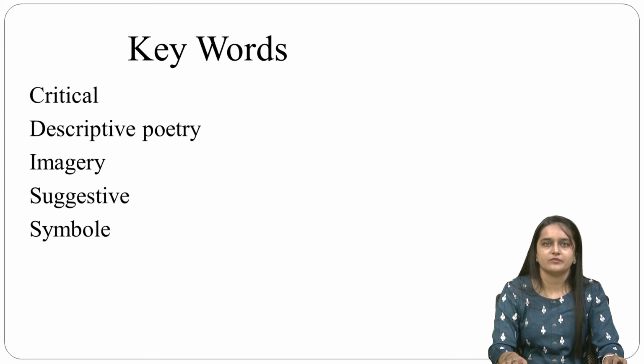Third keyword is imagery. It means vivid and descriptive language which is used to create distinct and definitive pictures in the reader's mind. Next keyword is suggestive, being a sign of something. The next keyword is symbol. It means a sign, object, etc. that represents something.